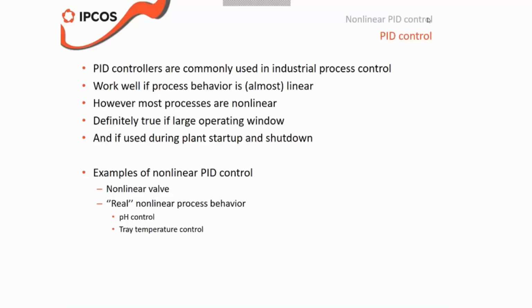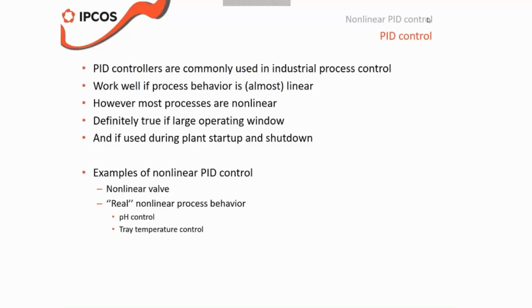And it's definitely true when starting up or shutting down the plant. Typically you see that when the plant is started up, at the beginning some controllers are on manual, and at about 50% load, the operator switches them back to auto, because it helps them during increasing the feed rate. And when that happens, then of course you're moving through the entire nonlinear window of the operating range of the plant.